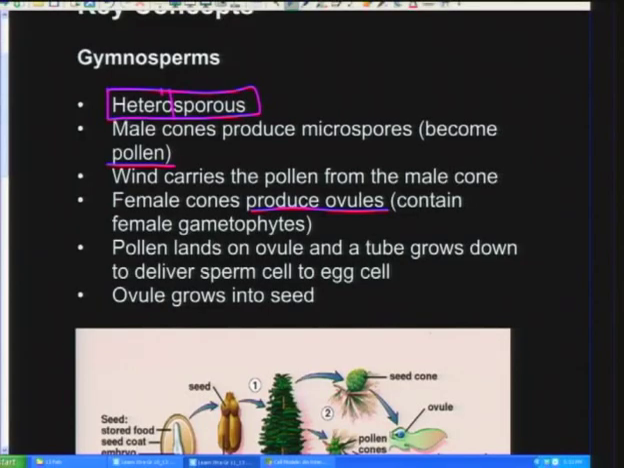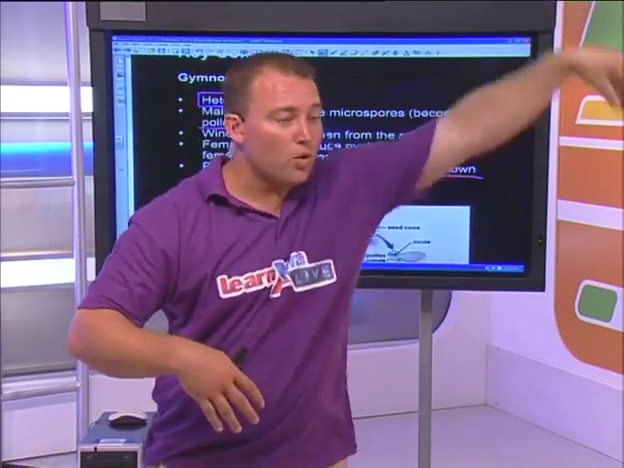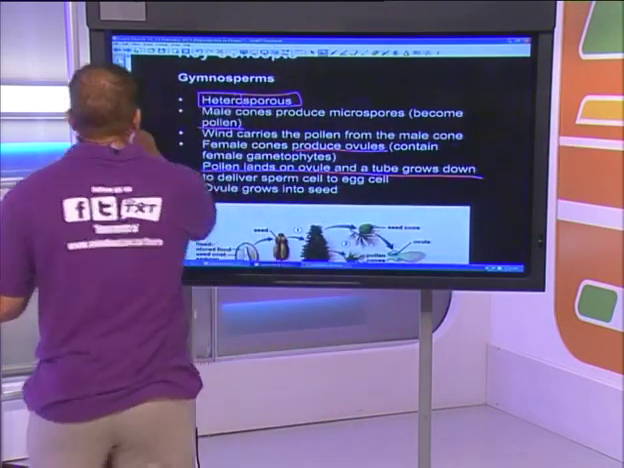The pollen will normally land on the ovule, and the tube will grow down into the bottom, and they'll fertilize each other, and it'll sprout, fall off, go to another side, fall into the ground, and create a new plant. So let's have a look at it quickly.